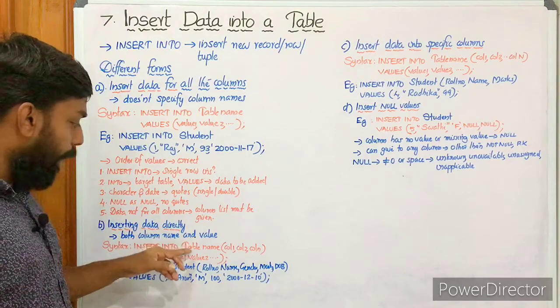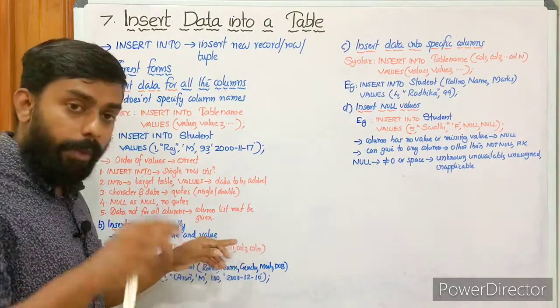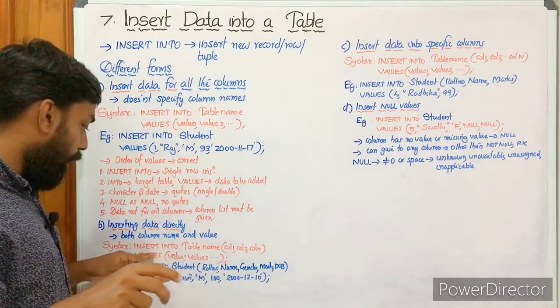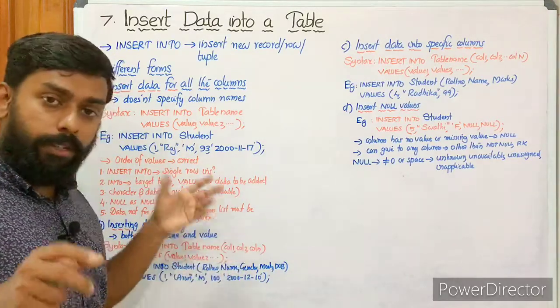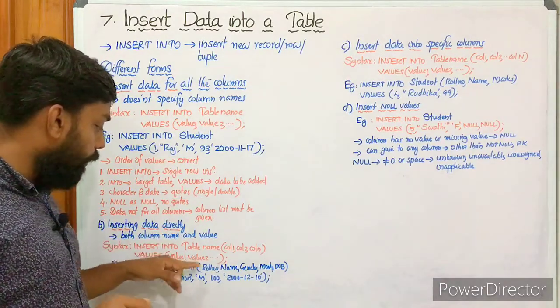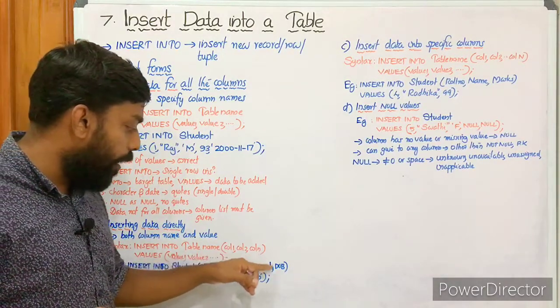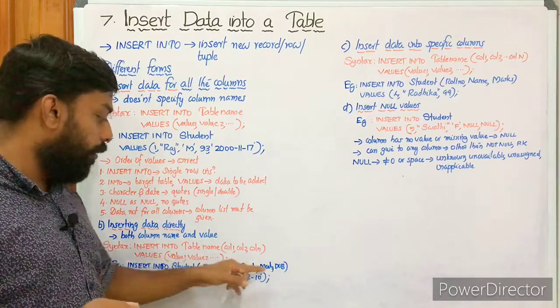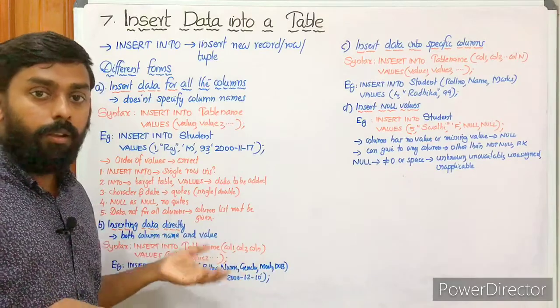Syntax: insert into table name, column 1, column 2, column n. We can see column 1, column 2, etc., column n. We specify the column list. Values: value 1, value 2, etc., value n, semicolon. Example: insert into student, roll number, name, gender, marks, DOB, values 1, Arun, M, 100, 2012-10. Hope you get it.